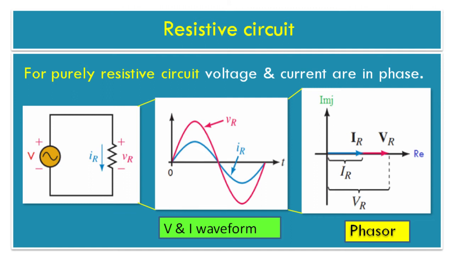Refer to the circuit diagram. The AC voltage source connected in series with a resistor gives voltage VR and current IR. The voltage and current are represented in the in-phase condition, with the amplitude of the current waveform slightly lower than the voltage waveform. In the phasor diagram, current magnitude IR and voltage magnitude VR are shown on the real axis with zero phase difference.